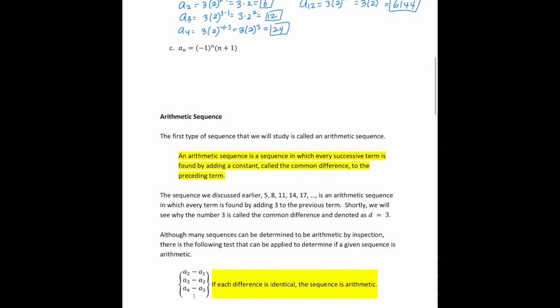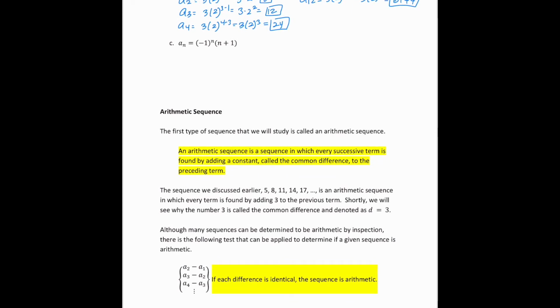Now the arithmetic sequence. The first type of sequence that we'll study is called the arithmetic sequence. An arithmetic sequence is a sequence in which every successive term is found by adding a constant, called the common difference, which is denoted d, to the preceding term. The sequence we discussed earlier, 5, 8, 11, 14, 17, is an arithmetic sequence in which every term is found by adding 3 to the previous term. Shortly, we will see why the number 3 is called a common difference, denoted d equal to 3.